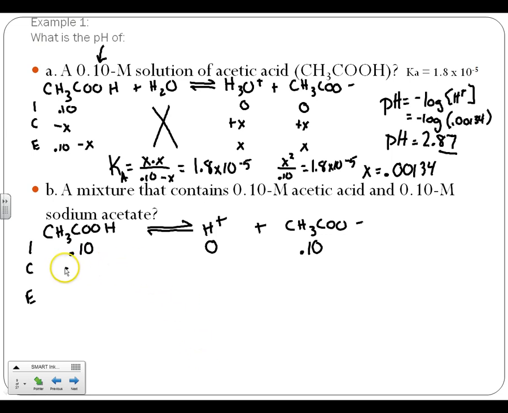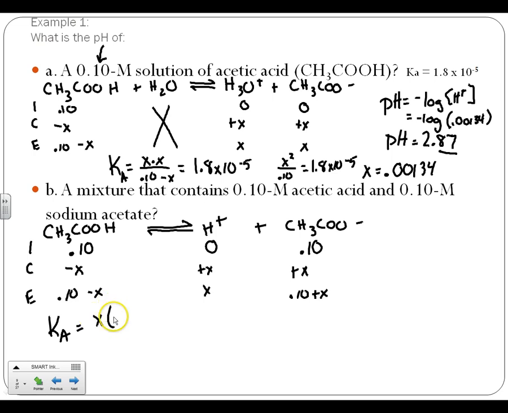So now let's fill out the rest of our equilibrium table. This is going to go down by x. That's going to go up by x. This side is going to go up by x. Remember, your products always go up. Your reactants always go down. I now know my equilibrium concentrations, and I can plug them into my Ka expression. It's the same acid as in part A, so my Ka is still 1.8 times 10 to the negative fifth.